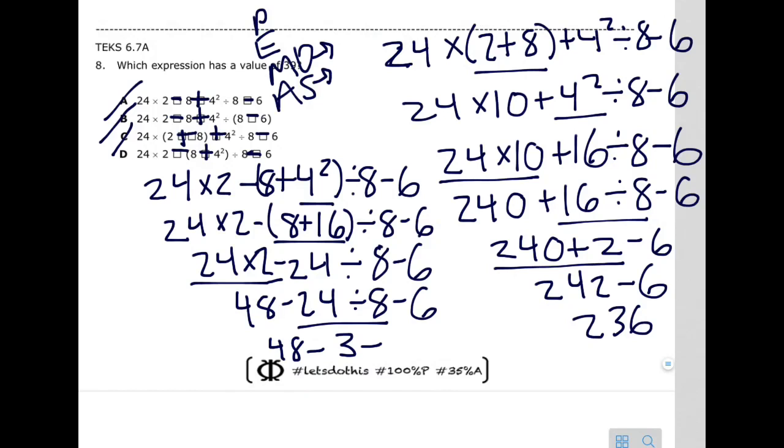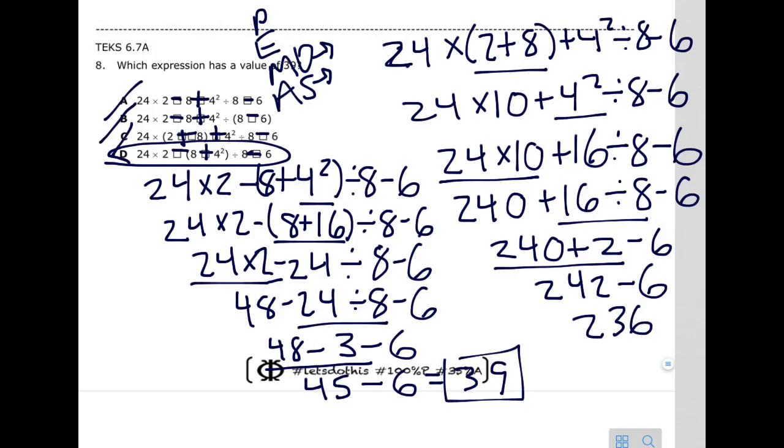48 minus 3 minus 6. Next I subtract, going left to right. 48 minus 3 is 45. And then 45 minus 6 equals 39. So my answer is, in fact, choice D, because that gets me 39 when I solve it using the order of operations, also known as PEMDAS.